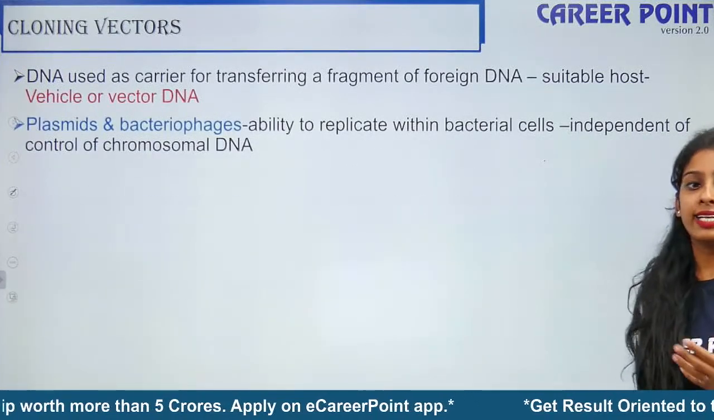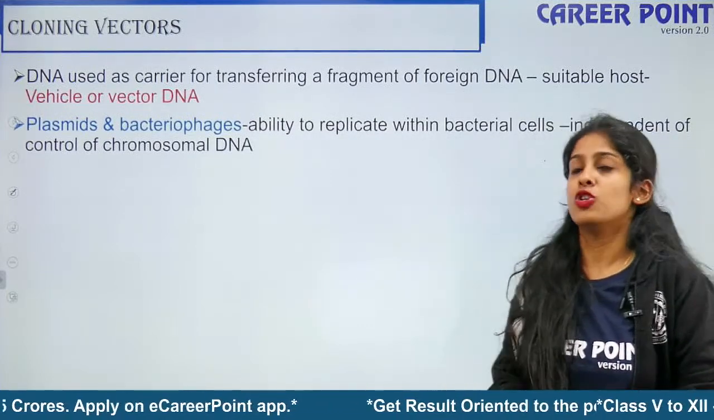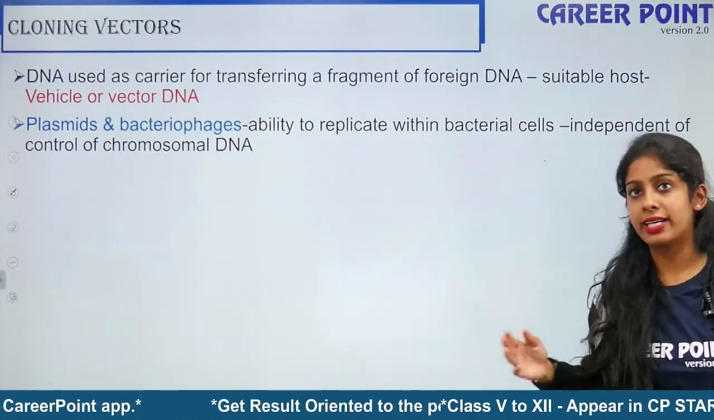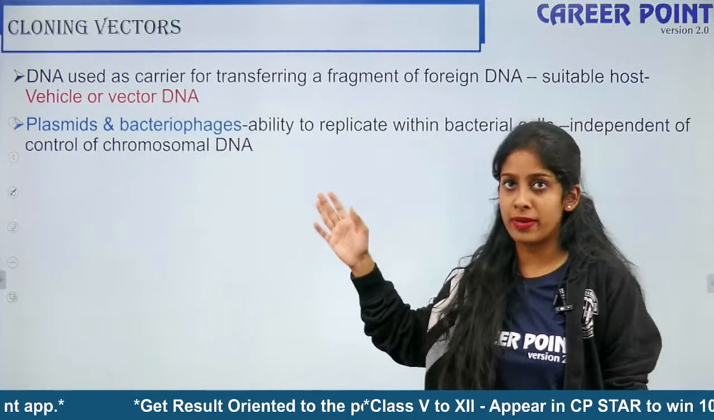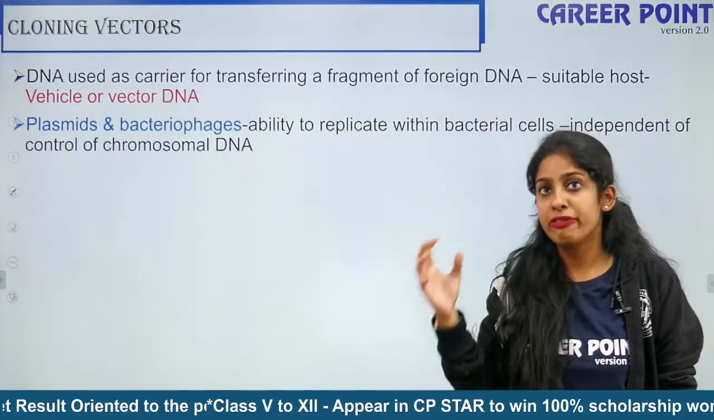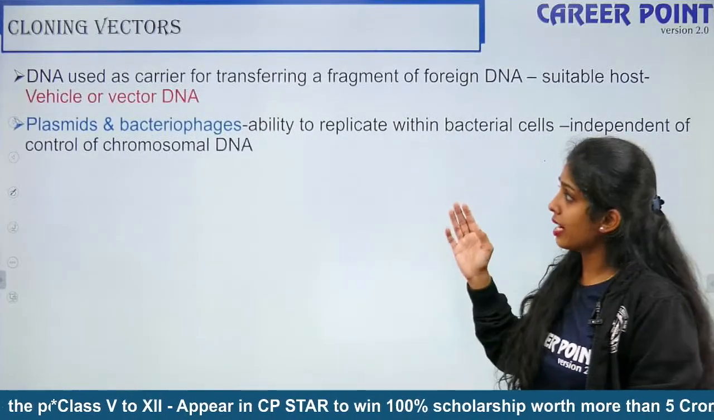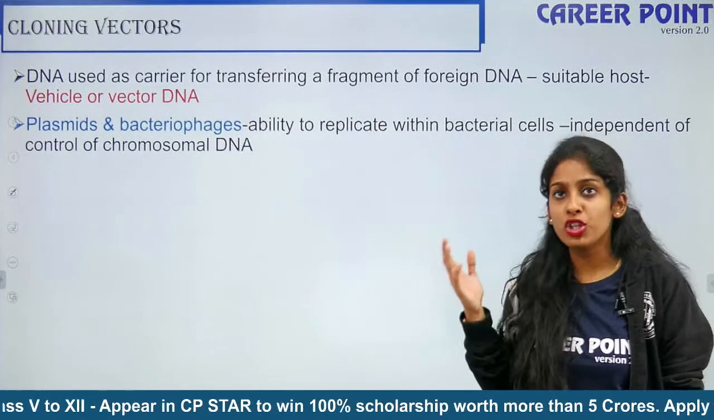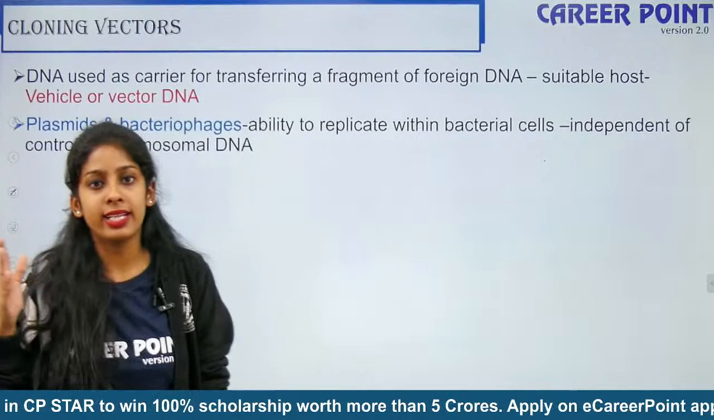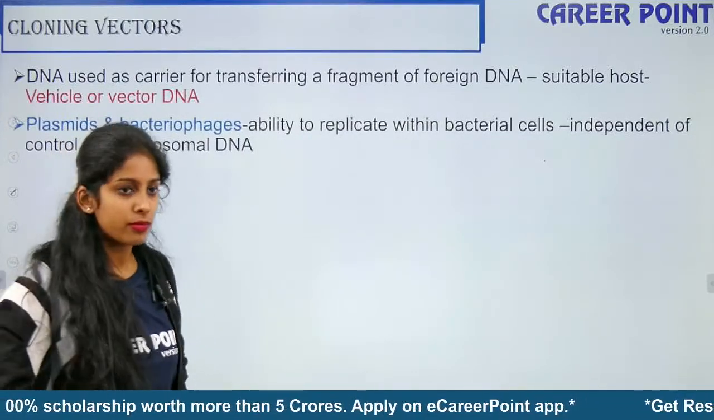So what can act as a vector? Your plasmids and bacteriophages can act as vectors. Plasmids are extrachromosomal DNA that is present inside your bacteria naturally. Bacteriophages are viruses which infect your bacteria. They can also act as vectors. They are brilliant vectors because both plasmids and bacteriophages have the ability to replicate inside a host independent of the chromosomal DNA, right?